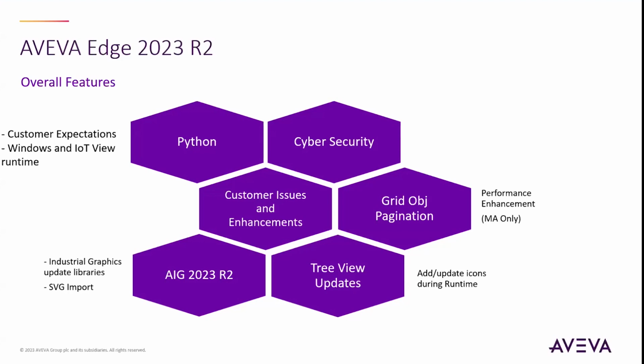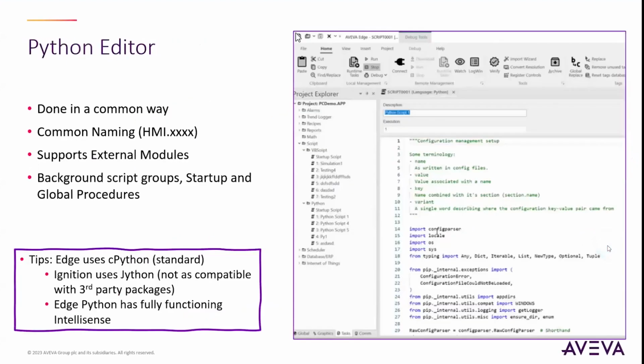In case anyone is not familiar, those are the graphics that we use as part of our AVEVA HMI SCADA solutions. We now have the ability to import SVG graphics into the industrial graphic editor. But really the biggest update with this release is the ability to now run Python scripts within AVEVA Edge. I'm going to talk about that in the next couple of slides.